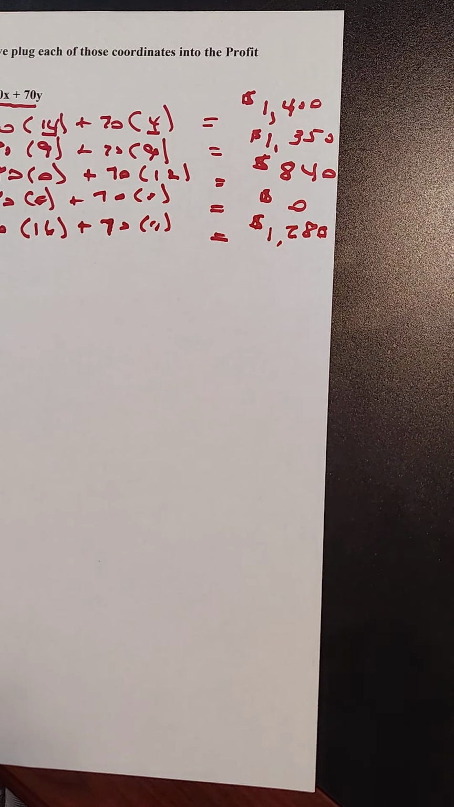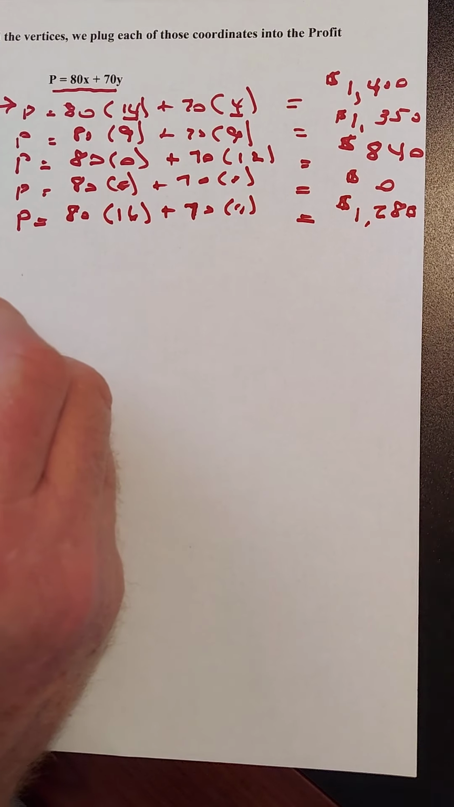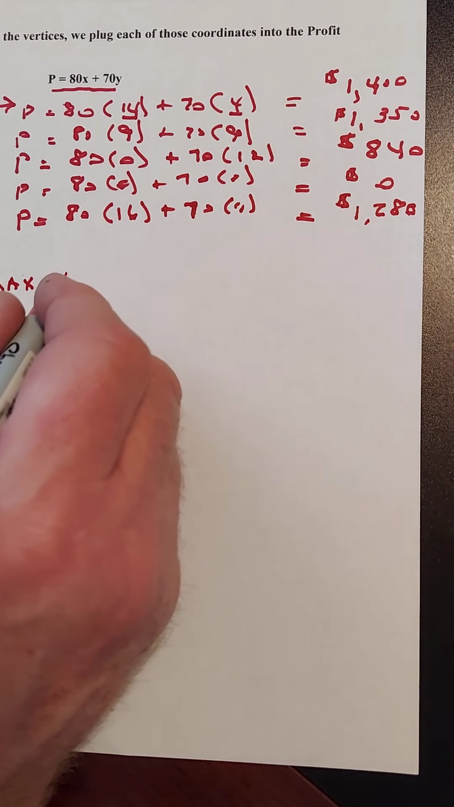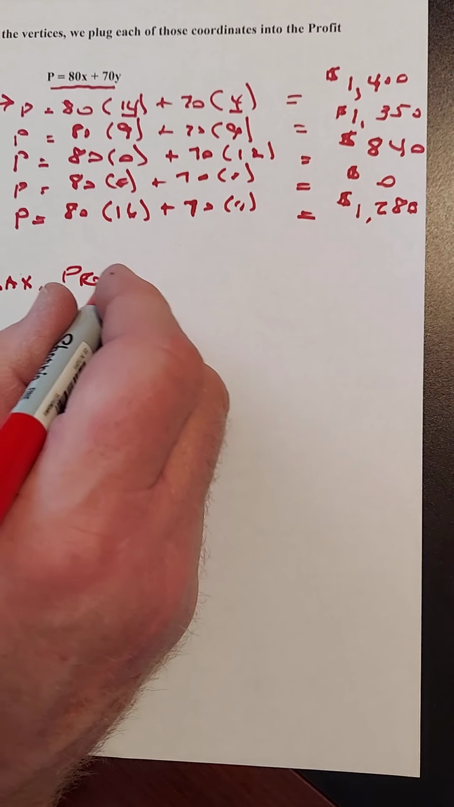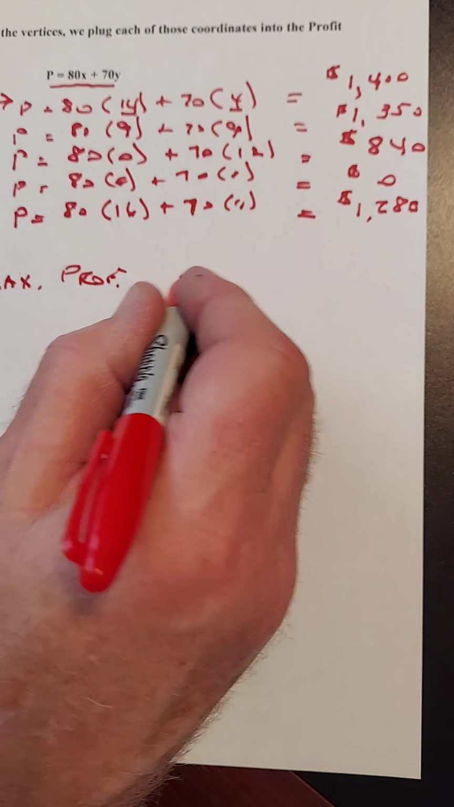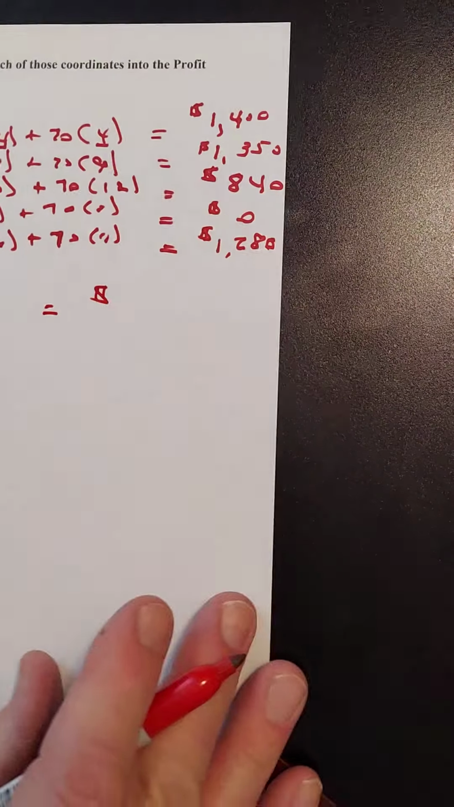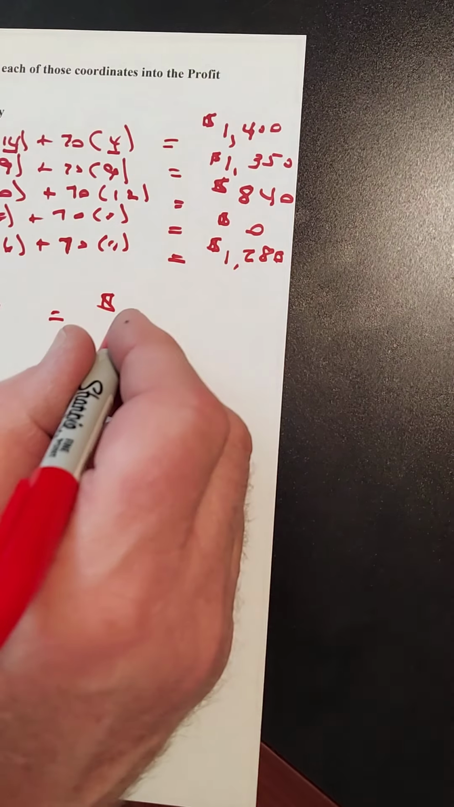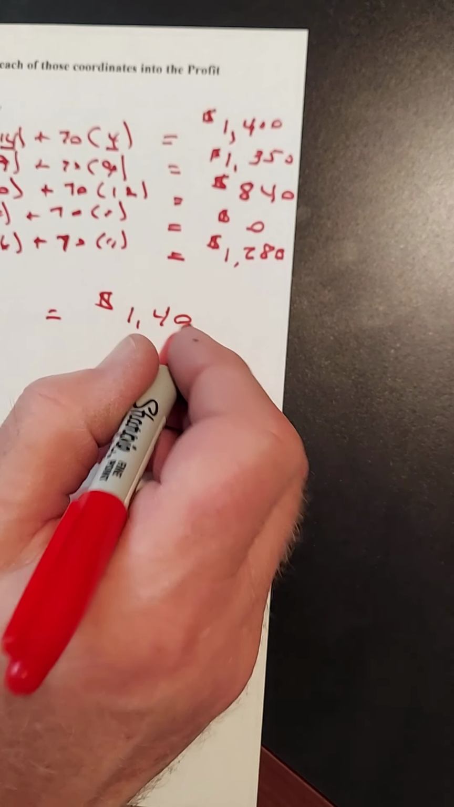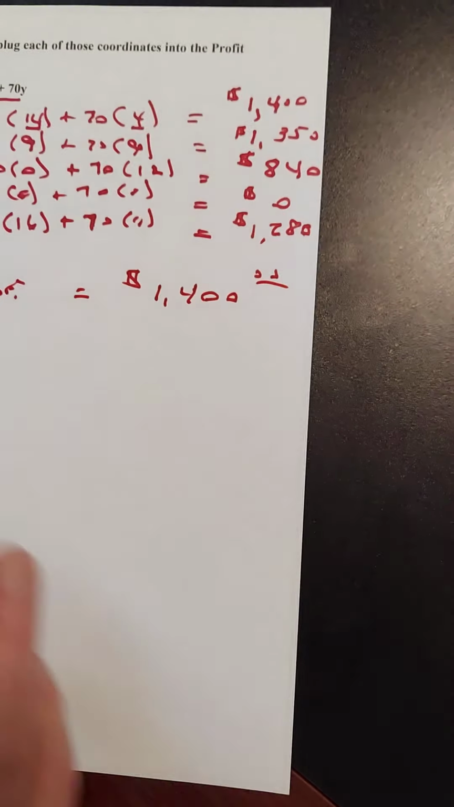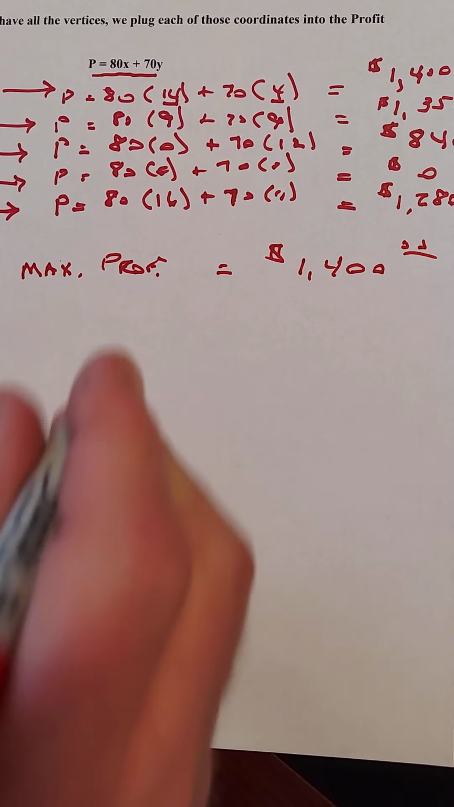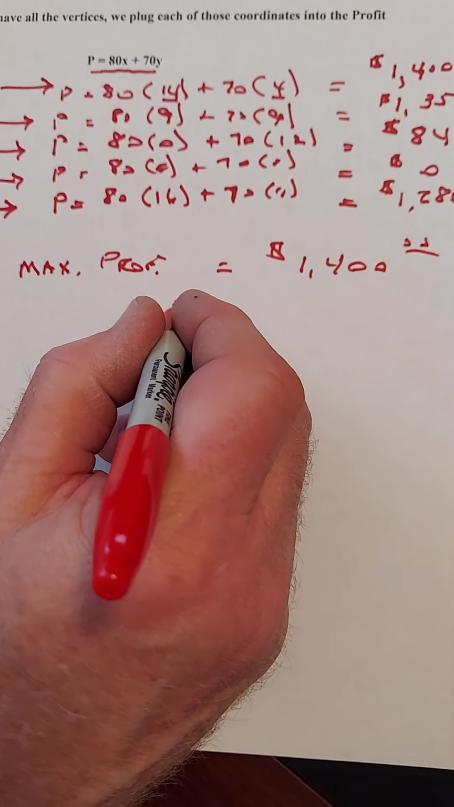Okay, we've done all the work. Now we're ready for our answer. Our maximum profit. This is the most amount that you can make. All we have to do is look at these numbers and say which one is the biggest. 1,400. Don't really need the zeros, but I'll put them there. That's the most you can make. And then let's finish it off.